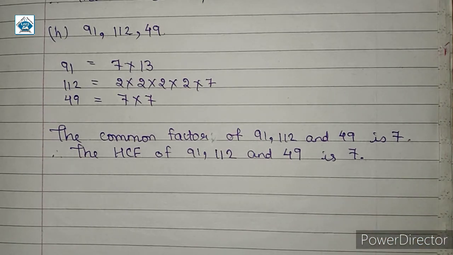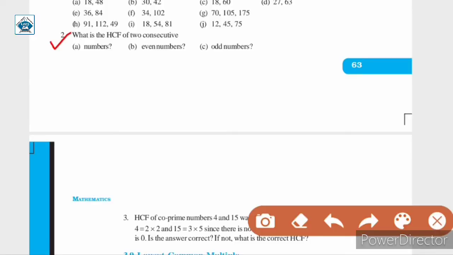In the same way, you have to solve the remaining questions of question number 1, just like we solved question number G and H, on your own in your notebook. Question number 2. What is the HCF of 2 consecutive A numbers, B even numbers, C odd numbers? So in this question we are asked about the HCF of any 2 consecutive numbers, 2 consecutive even numbers and 2 consecutive odd numbers.